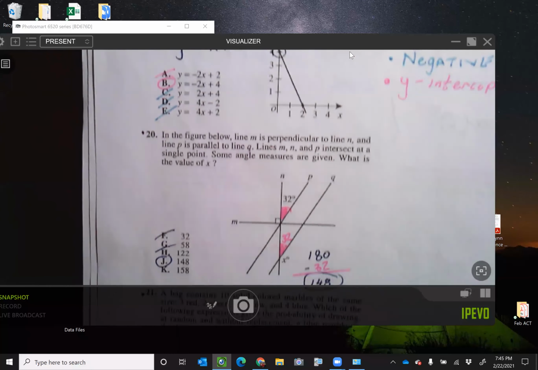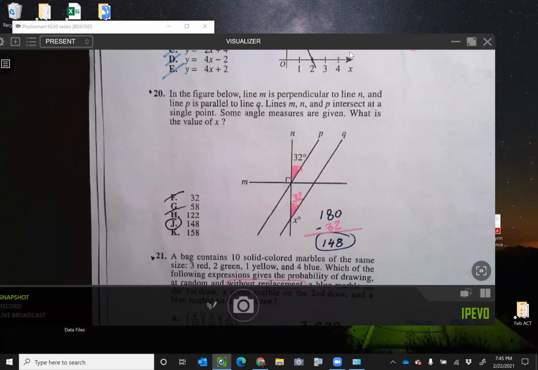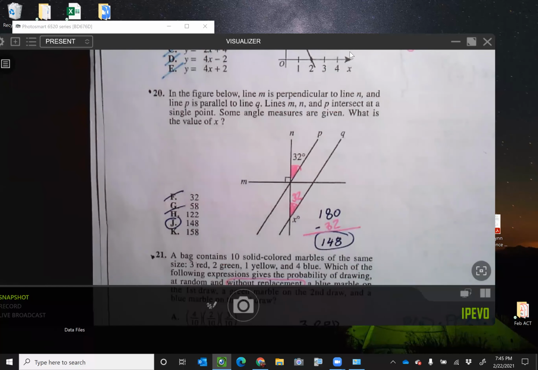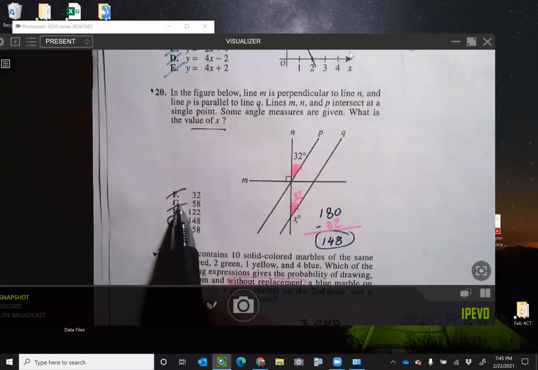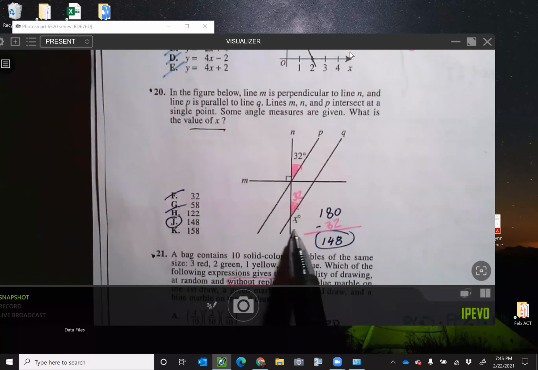Okay, let's do number 20 then. So this is the last one of those. The question just says, what's the value of x, which is right here. Now notice I went ahead and eliminated F and G because this angle is definitely bigger than 90.